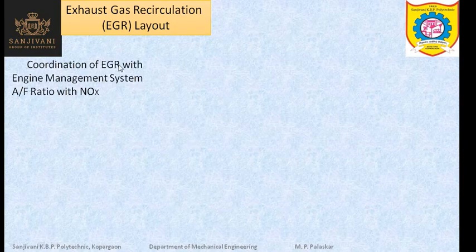So this EGR system may affect the air fuel ratio, and this may affect the other parameters. This may affect the efficiency or the power output of the engine. So this also should be taken care of, and all these things are taken care of by the overall engine management system. So the coordination between the EGR and the various systems among each other and with the overall engine management system is very important.